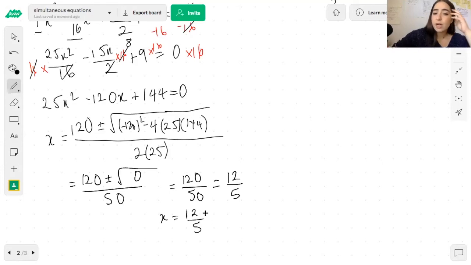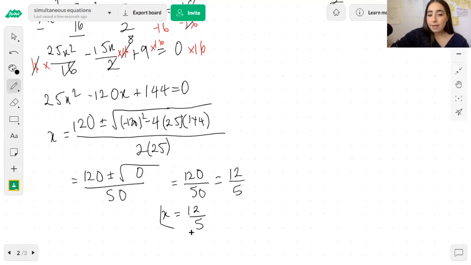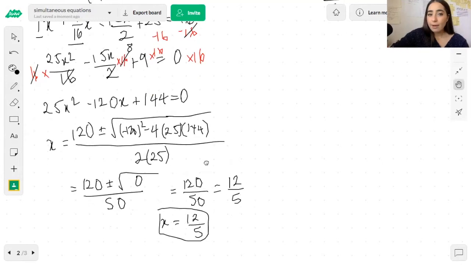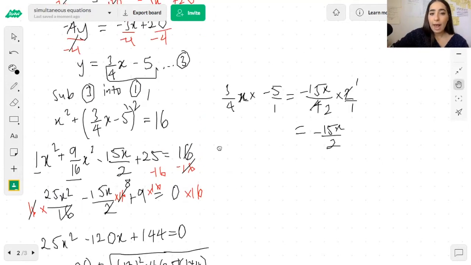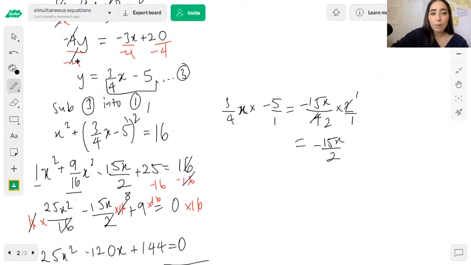And normally with a quadratic, you expect 2 values of x. But in this case, obviously we only have one solution, which is still possible. So now that we have the value of x, we need to find the value of y. So we go back. And how are we going to find the value of y? We're going to use our third equation. We're going to sub that value of x in to find the value of y.